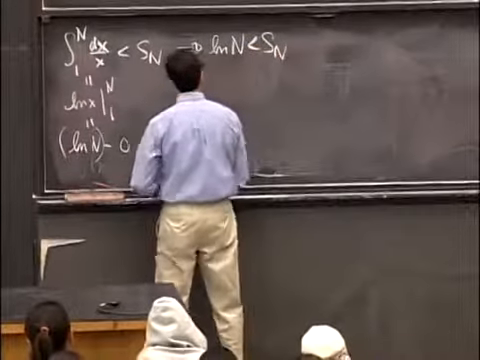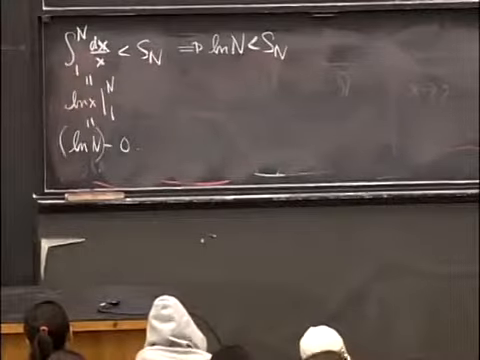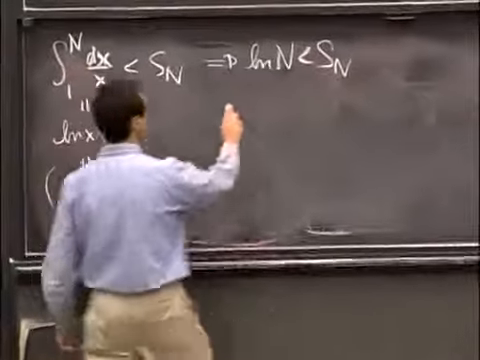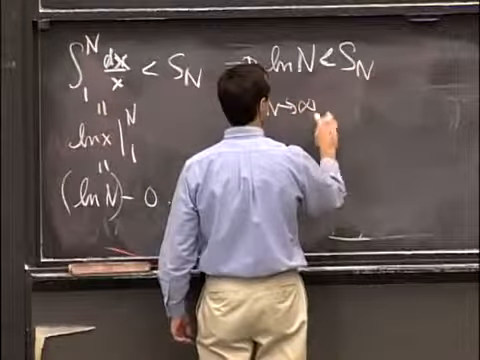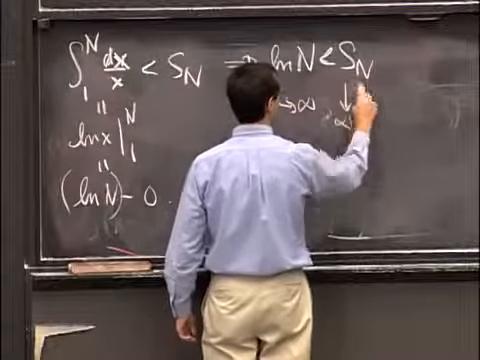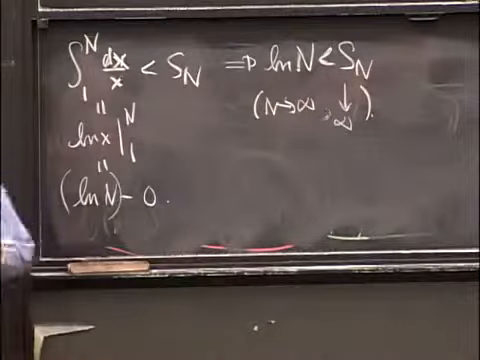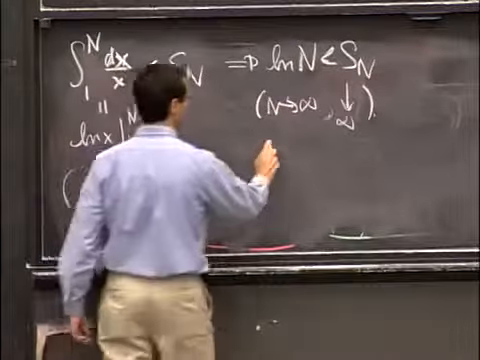All right? And clearly, this goes to infinity, right? As n goes to infinity, this thing goes to infinity. So we're done. All right? We've shown divergence.